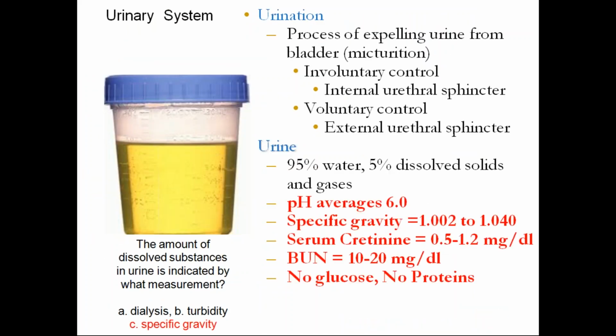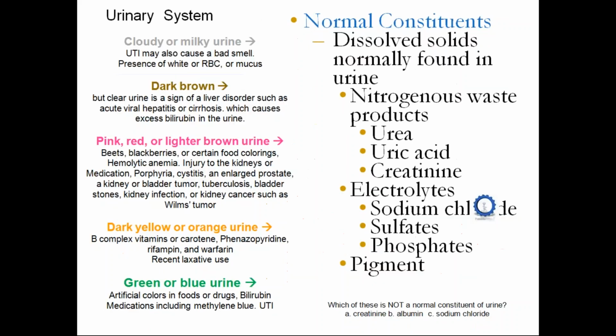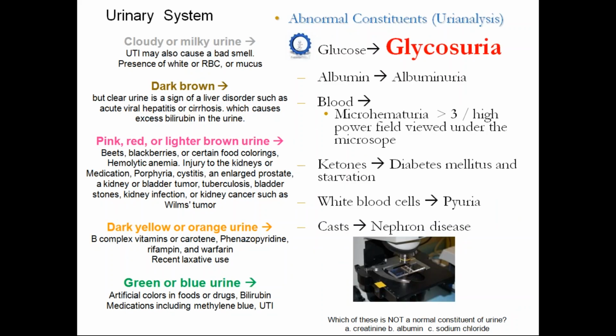Remember, the pH of the urine is 6. Bacteria hate acidity, they hate acid pH. Glycosuria is when you have glucose in the urine.